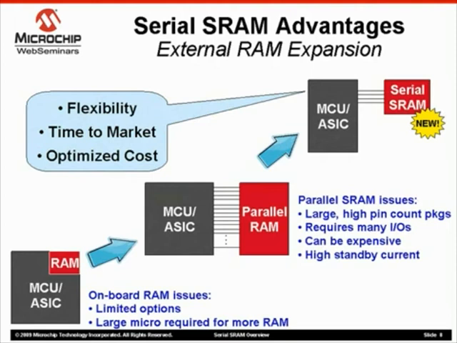In applications that don't need a lot of processing power and can use a small to mid-sized micro, or in applications that require a lot of RAM, serial SRAM can be a good option to keep costs down and to get to market faster. Microchip gives its customers flexible design options. We have micros with many RAM options, and now we offer external serial SRAM as another option. So the advantages of serial SRAM include flexibility, time to market, and reduced system cost. I'll expand on those points in the next slide as we look at an actual application.